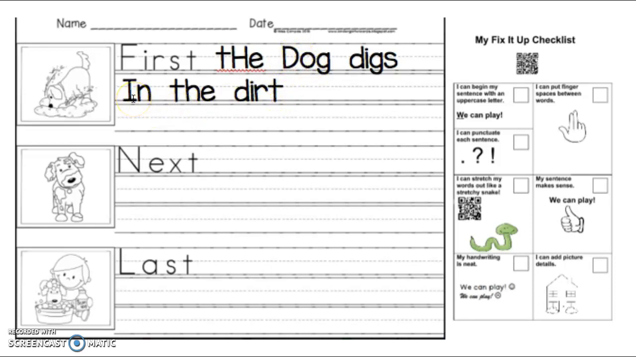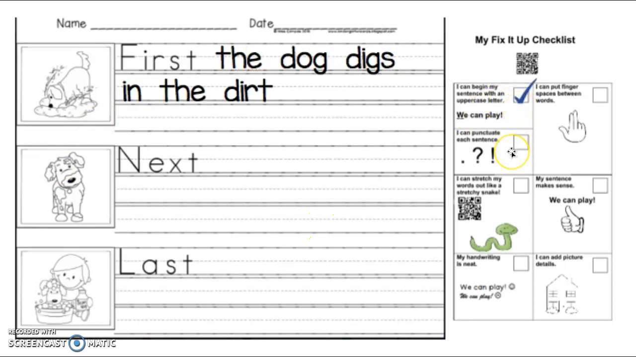Oh my goodness, this N is in the middle of the sentence. Just because it's starting on the second line, it's in the middle of the sentence, so that needs to be a lowercase. I'm going to erase those letters and make them all lowercase. Then I can check off that I checked that on my checklist. Now let me see if I put finger spaces between all my words. Yes, yes, yes, yes, and yes. So I can check off that I did finger spaces.